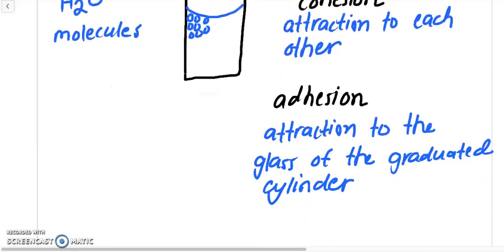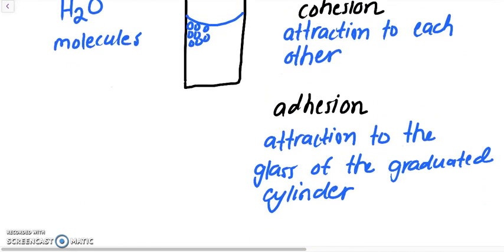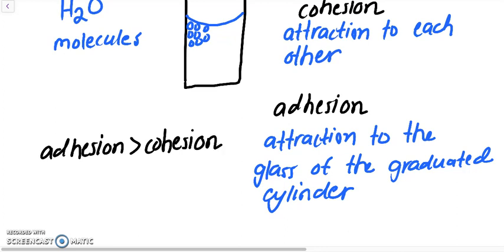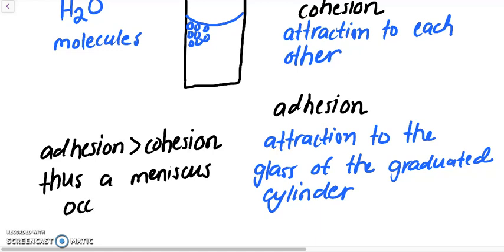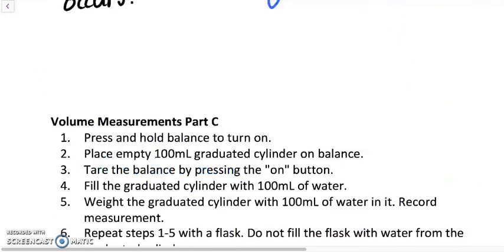So at this point where the meniscus is, the force of attraction to the glass is greater than the force of cohesion. So we will say the force of adhesion is greater than the force of cohesion. And thus a meniscus occurs. And that is it.